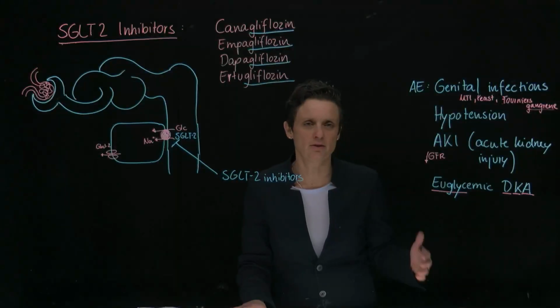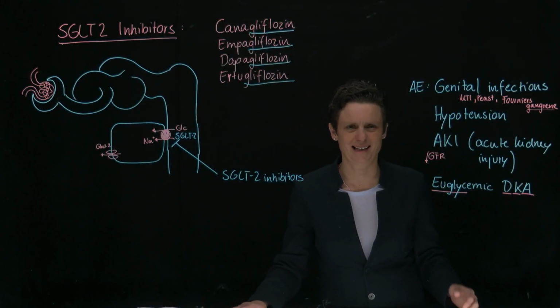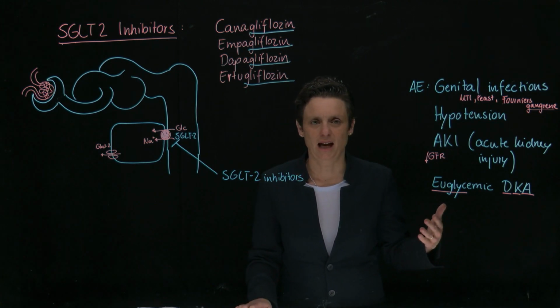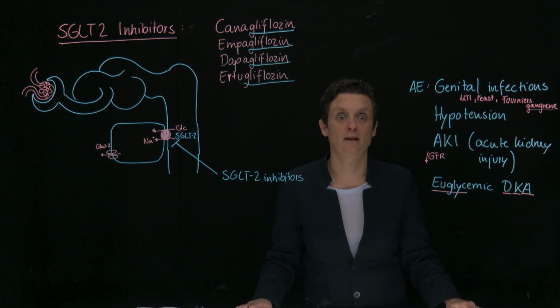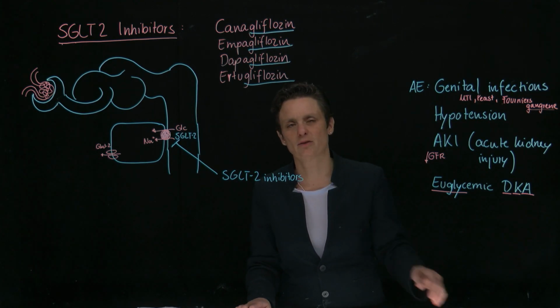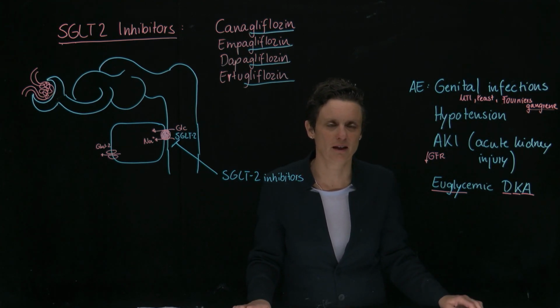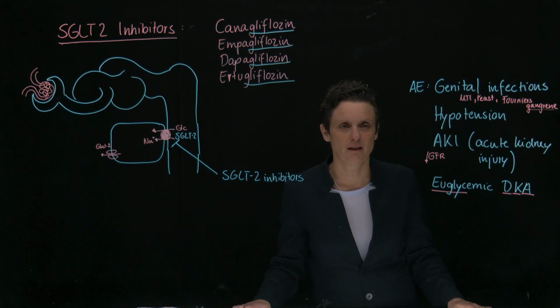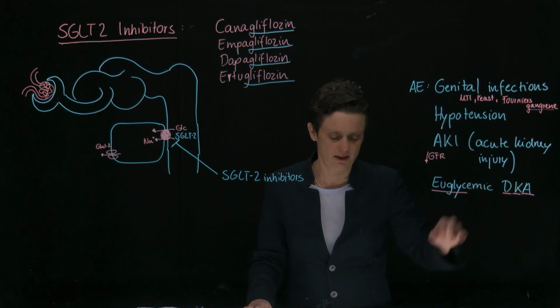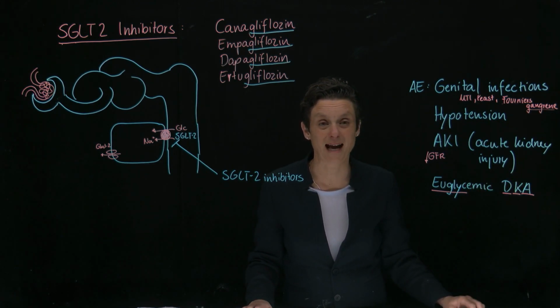So the risk to develop diabetic ketoacidosis is higher if you are on a specific diet, like a high ketone diet, or a type 1 diabetic patient is also at higher risk. And these drugs are sometimes used off-label also in patients with type 1 diabetes. So that increases the risk for diabetic ketoacidosis.